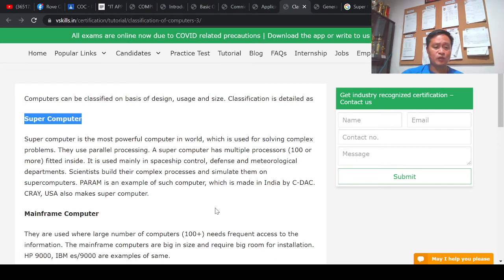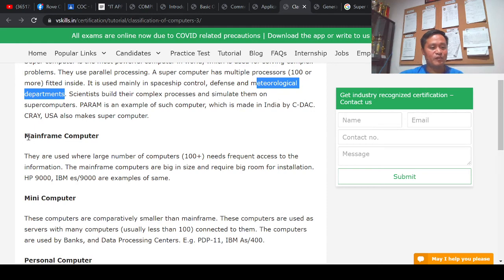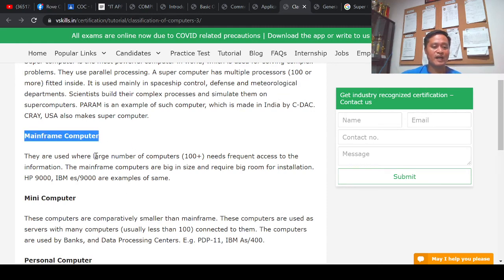Supercomputers are being used by what? They're being used by spaceship control, right? Defense, meteorological departments. These are supercomputers, all right? And the mainframe computer, the next classification of computer, is used where a large number of computers are connected.